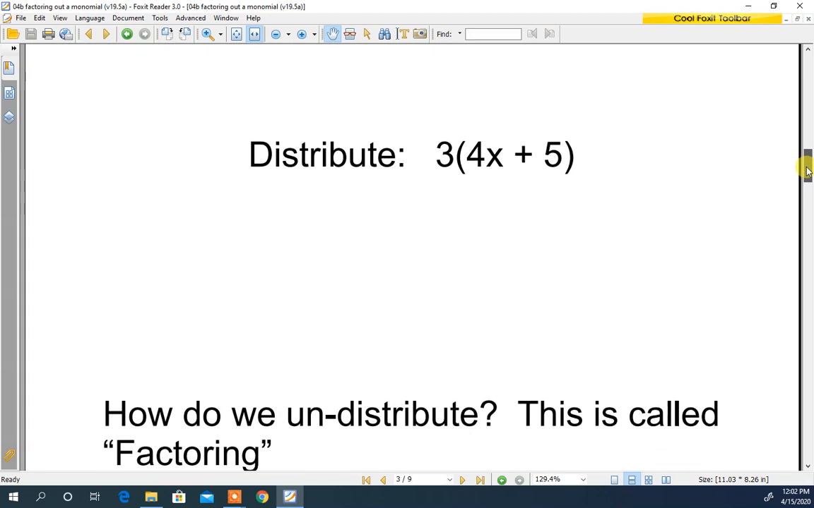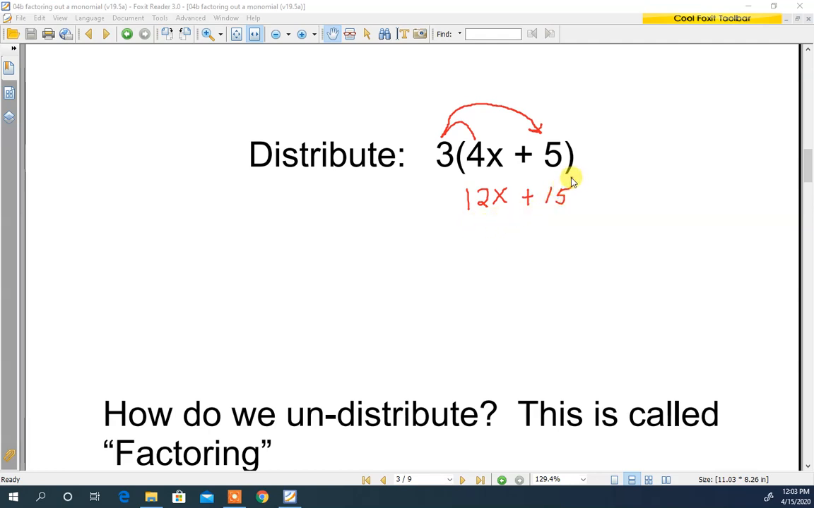So let's start with just an example of distribution. You do not have to put this into your notes. I will tell you when to write with your notes, but just a quick example of distribution. So this would be 12x plus 15. But the question is, how do I do this in reverse?